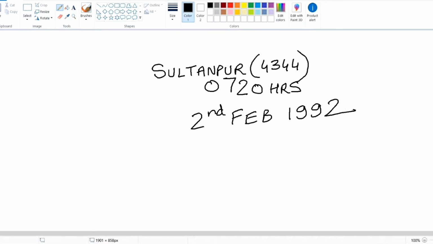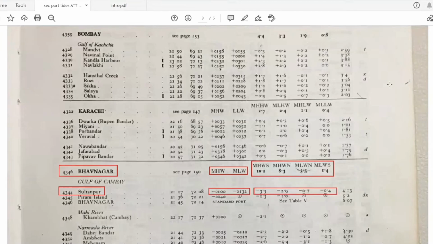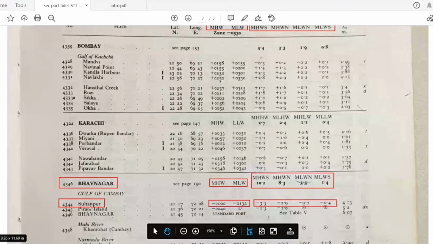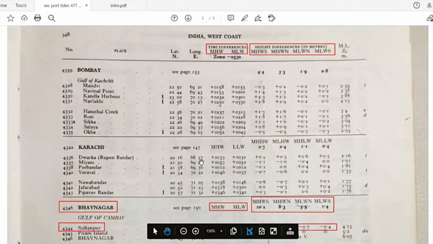Find the height of tide at Sultanpur, port number 434, at 0720 standard time, local time, and the date is 2nd February 1992. So could you locate this in volume 2? It is there in volume 2 and it is not there in part 1. It is there in part 2. It will also be there in part 3. So we have to start from part 1. Is it in part 1? No. Is it in part 2? Yes. So then we have got that port here in part 2, page number 348, volume 2.